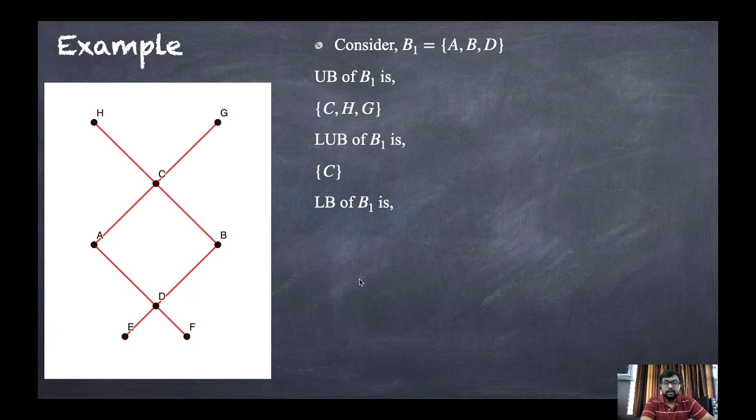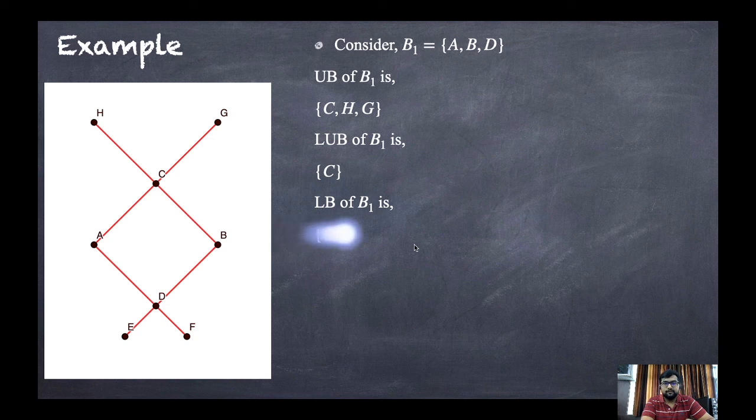Now, what will be in lower bound? Like we can go from D to A, we can go from D to B, and also D to D, as it is the reflexive one and it is a Hasse diagram. So D is also a lower bound. We can go from E to A. So E to D, then D to A, E to D, then D to B, and in the same manner F to A and F to B.